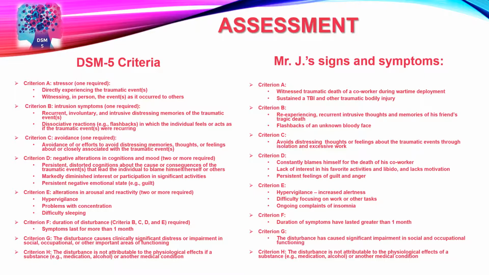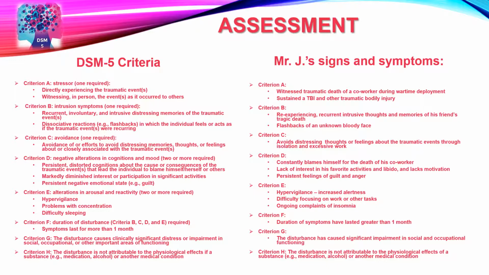The DSM-5 diagnostic criteria was used to determine Mr. J's diagnosis. Under Criterion A, he witnessed a traumatic death of a co-worker during wartime deployment. He sustained a traumatic brain injury and other traumatic bodily injuries. Under Criterion B, re-experiencing recurrent intrusive thoughts and memories of his friend's tragic death. He had flashbacks of an unknown bloody face.